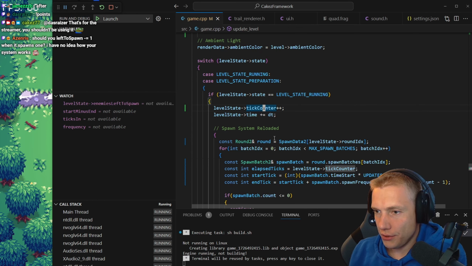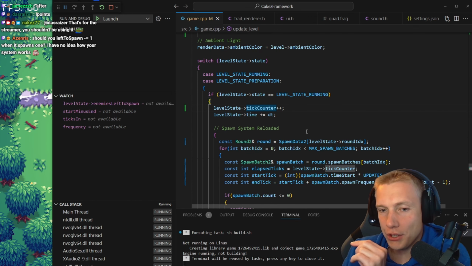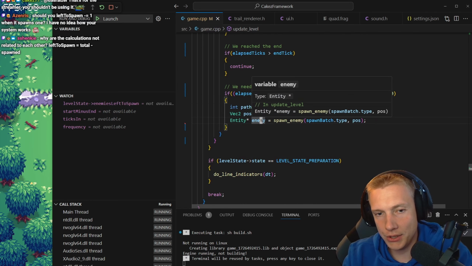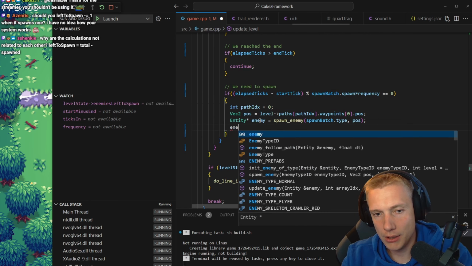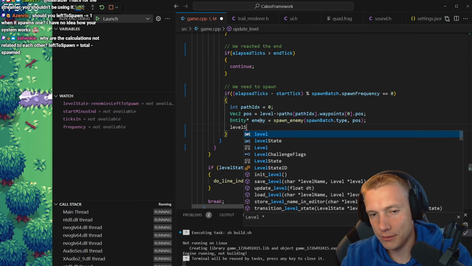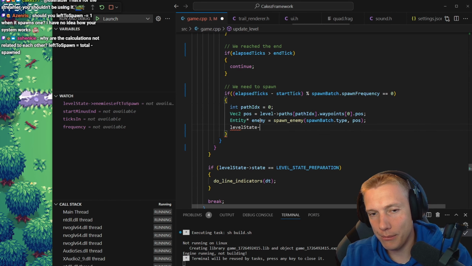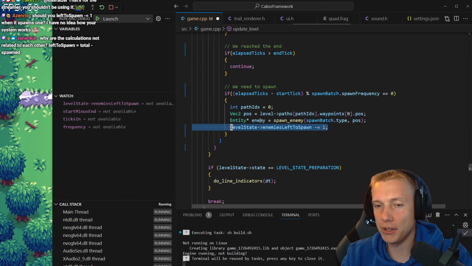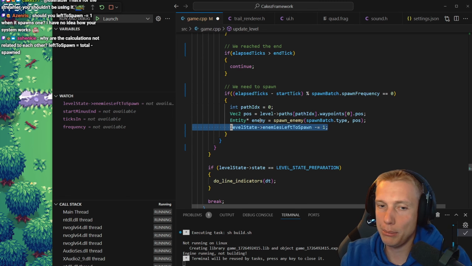You should have enemies left to spawn minus equals 1 when it spawns 1? I have no idea how your system works. Oh, what you're saying is whenever I spawn one here, I say enemies left to spawn minus equals 1, because of this tick discrepancy. Actually smart.